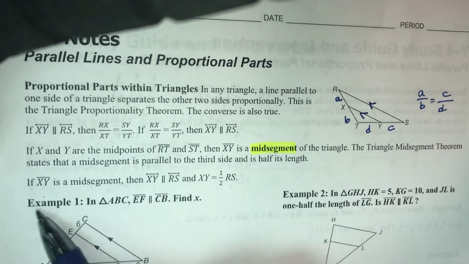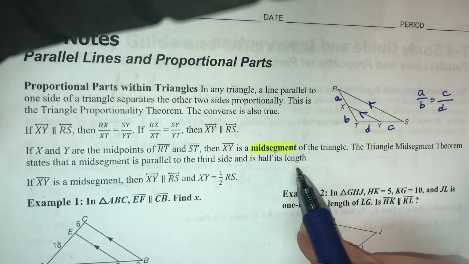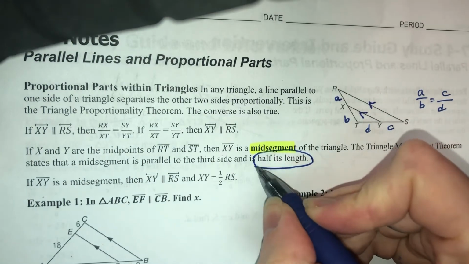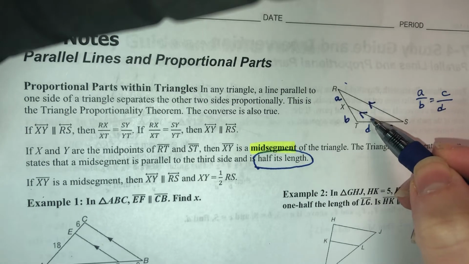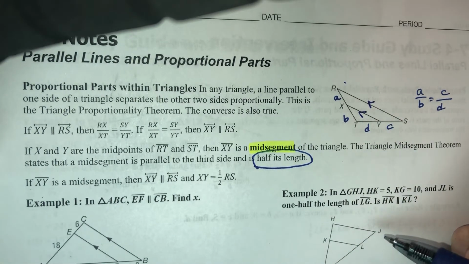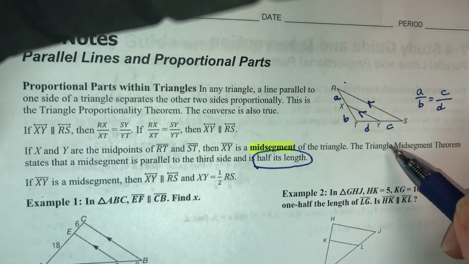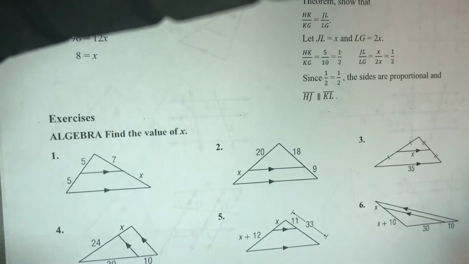The triangle midsegment theorem states that a midsegment is parallel to the third side and half its length. So if you know the length of the long side on the triangle that runs parallel to the midsegment, you just divide it by 2 to get the length of the midsegment. Or similarly, you could take the midsegment and double it to get the length of the long parallel side. Okay, so let's go down and see how all of this works out in our problem solving for today.